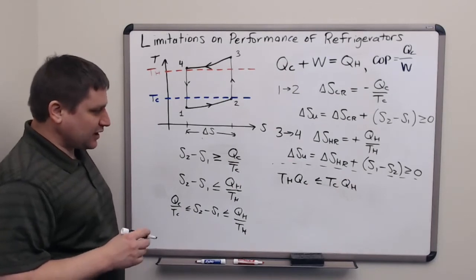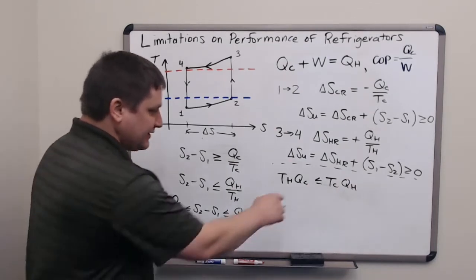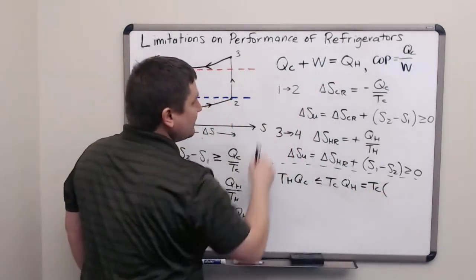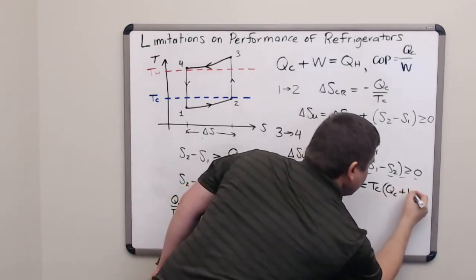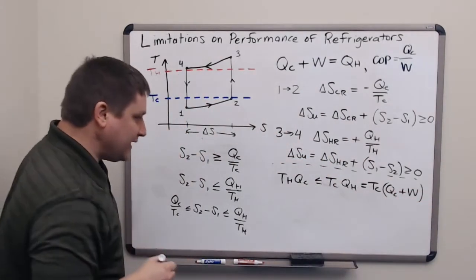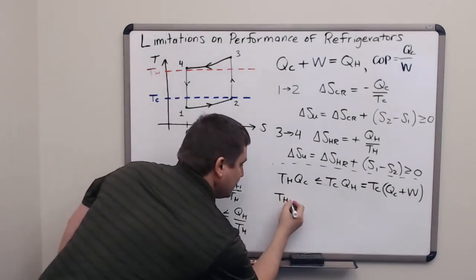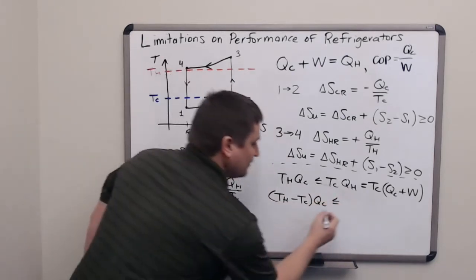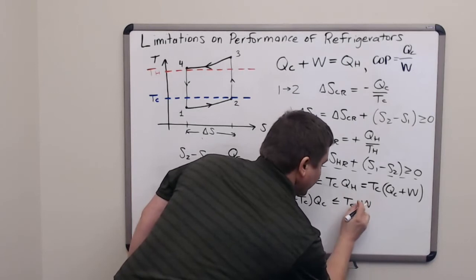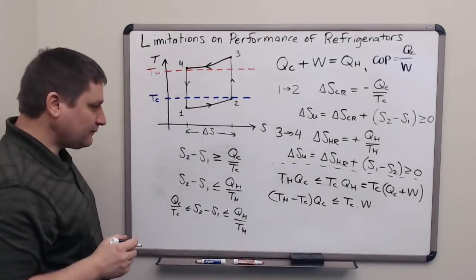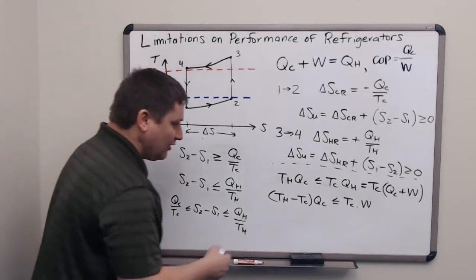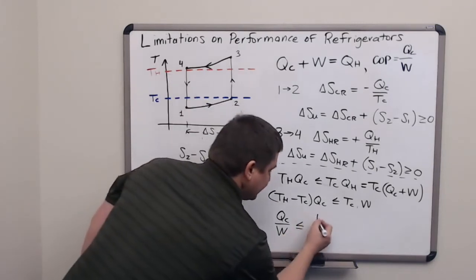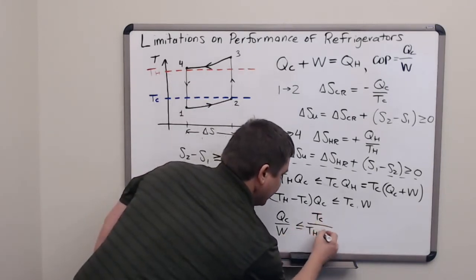To put this in terms of the coefficient of performance, we'll replace QH by QC plus W. Then our inequality will become TH minus TC times QC must be less than or equal to TC times the work input, W. If we rearrange this one small bit more, we will get QC over W must be less than or equal to TC over TH minus TC.